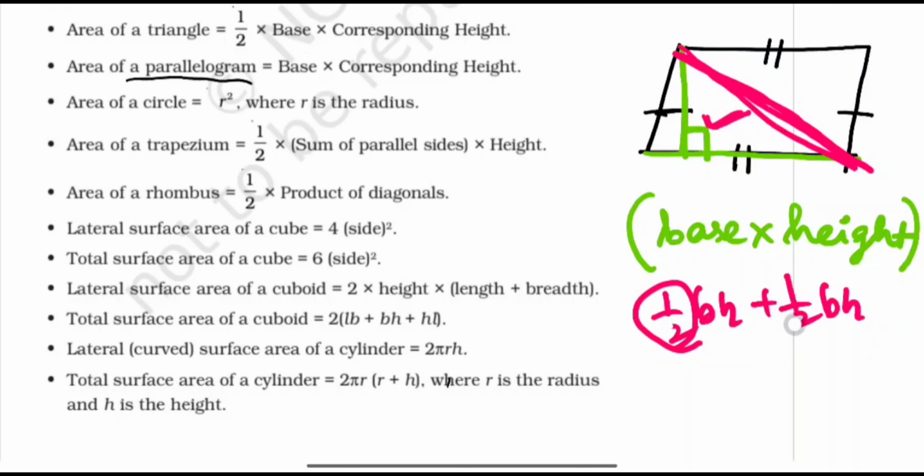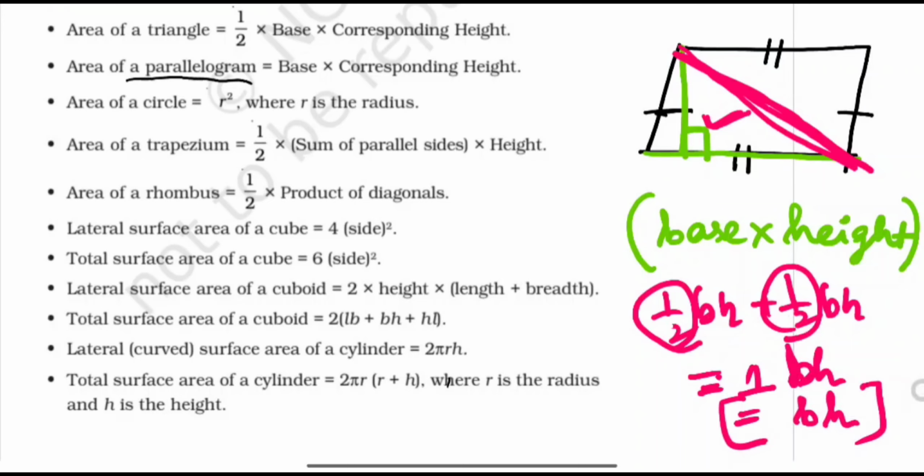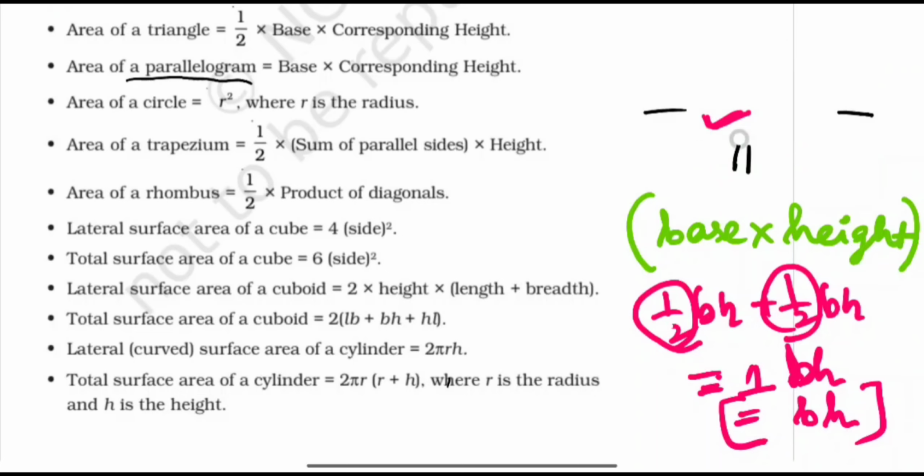If two halves are added, then they form 1 BH, isn't it? Half plus half BH will be 1 BH. Directly it should be written as BH. Clear? So it was about the parallelogram. So the area of a parallelogram is base into height.